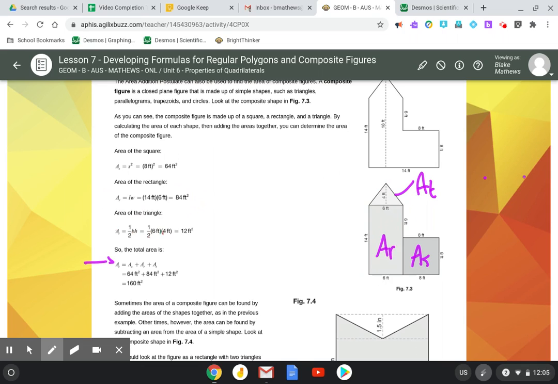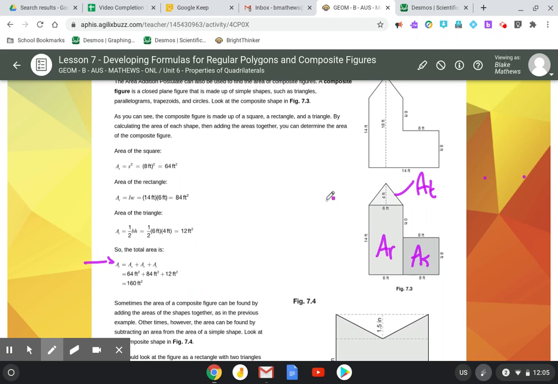Then they find the area of a triangle, 1/2 base times height. We didn't cover triangles in this unit, but you have that formula there, and I can post that on the notes as well. So you have that formula: 1/2 base times height. The base is 6, the height is 4. 1/2 times 6 times 4 is 12. Then they just did the area of the square plus the area of the rectangle plus the area of the triangle, added those three up, and that gives us this value.